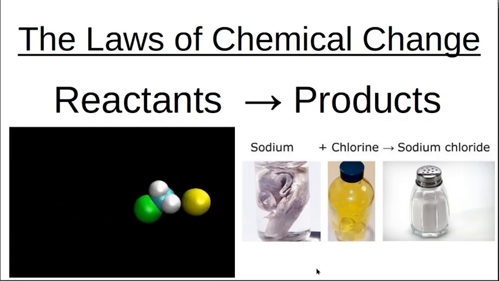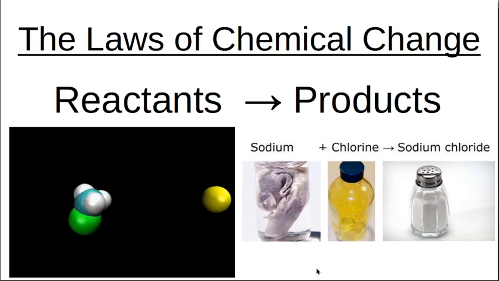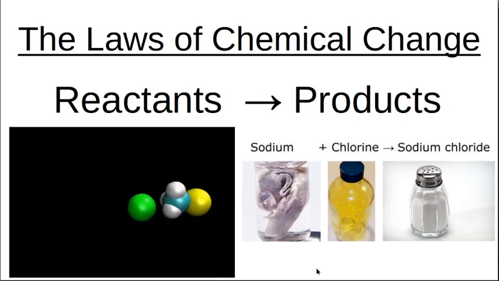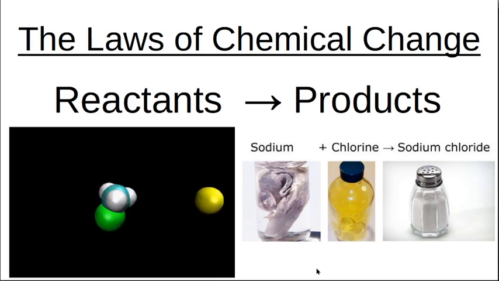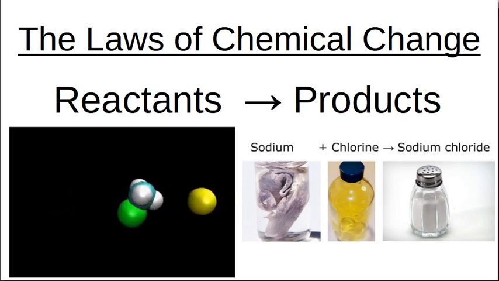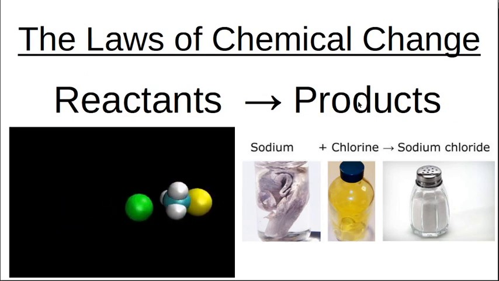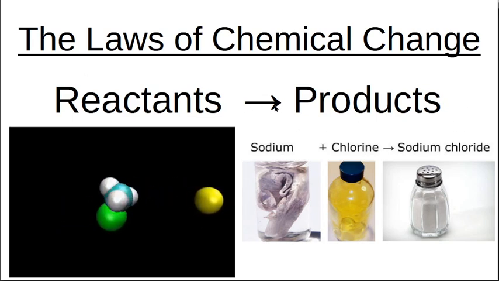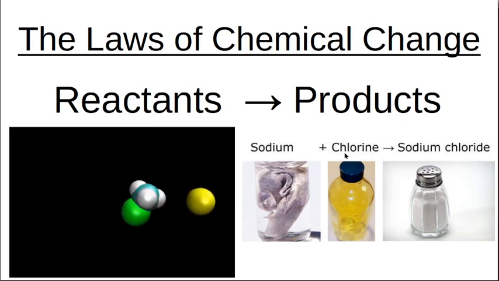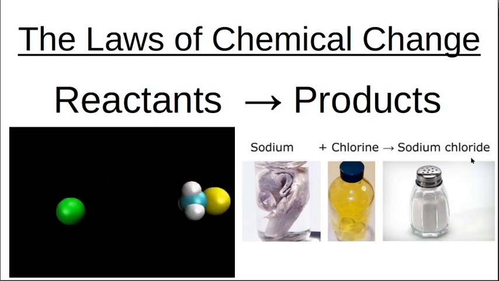Okay, so now let's look at the laws of chemical change. There are quite a few laws here, and they govern everything in chemistry. They're quite simple laws, but they're going to rule everything. So the whole basis of this is reactants go to products with this arrow here. For instance, sodium plus chlorine in a synthesis reaction makes sodium chloride.